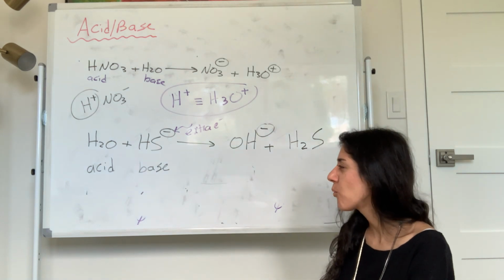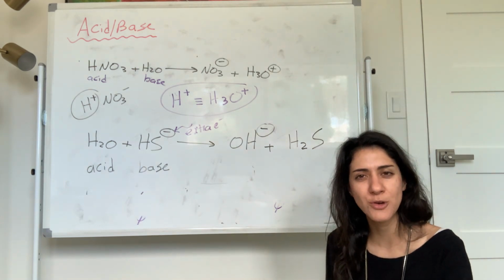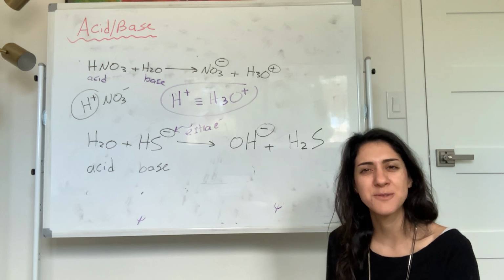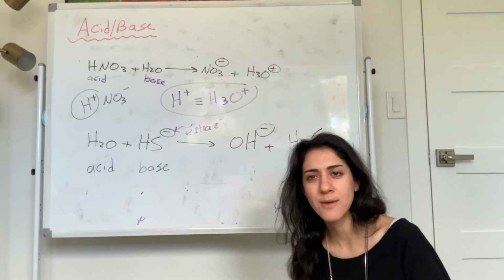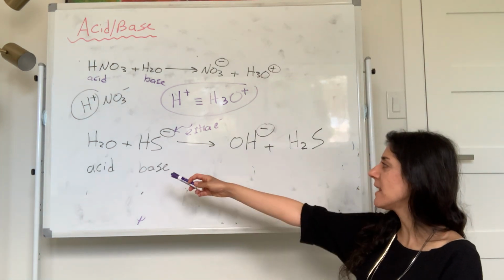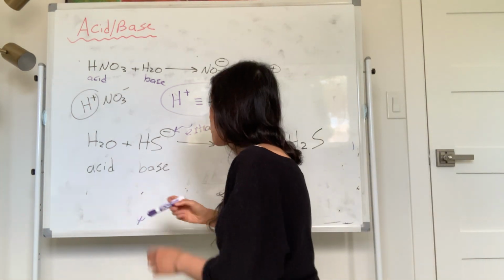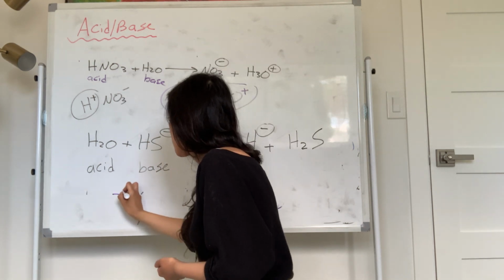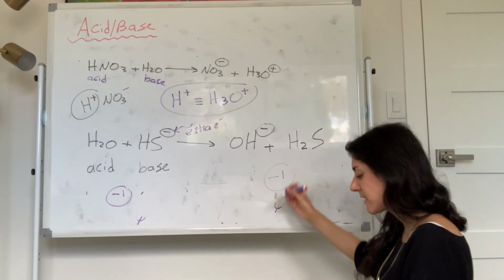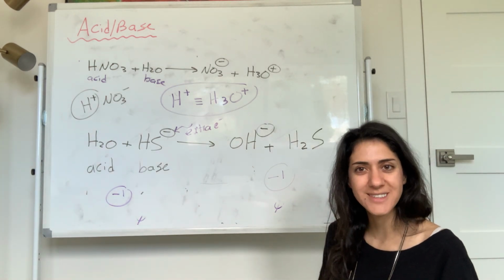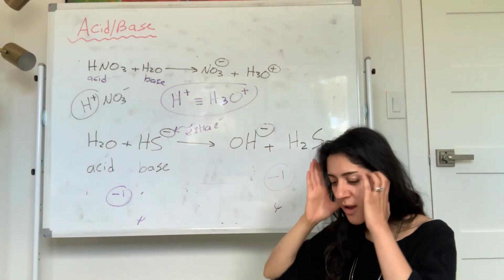The charges were hard for me when I was an undergrad. That's what I'm emphasizing, to make sure that you guys are getting the charges down. Now, the other way to look at it is, if you look at the left side, what is the overall charge on this side? Minus 1. What is the overall charge over here? Minus 1. There should be a conservation of charges, right? The charges have to match on both sides.